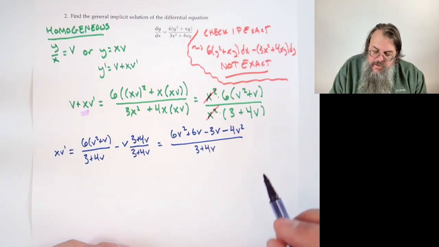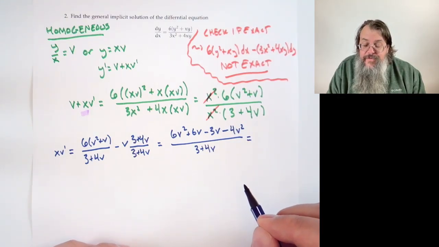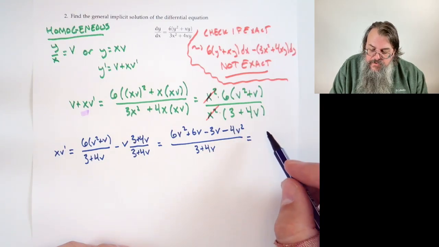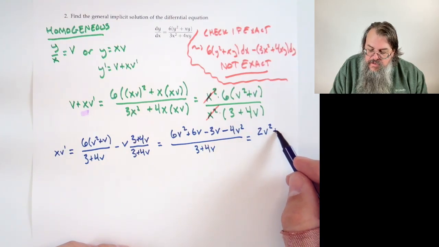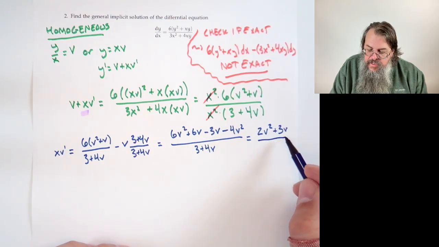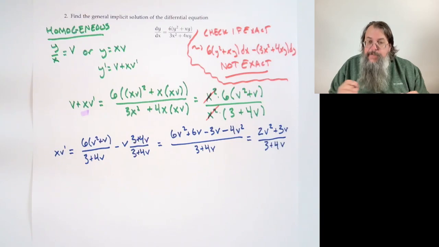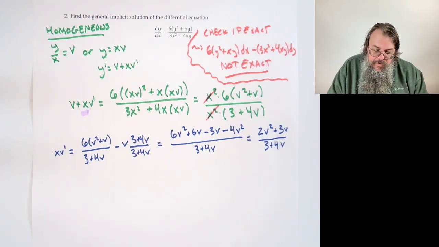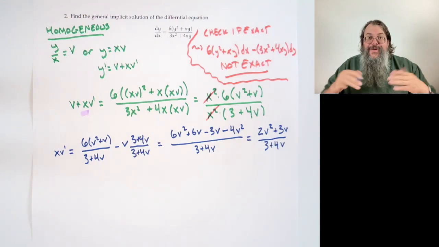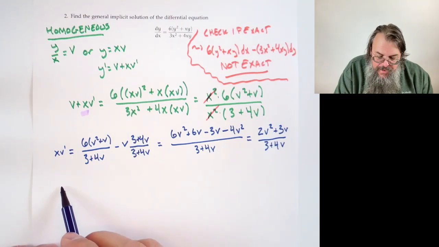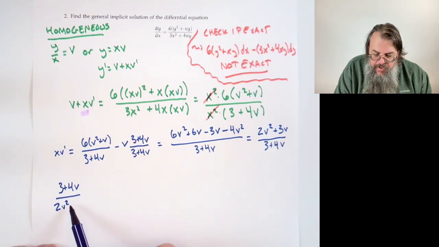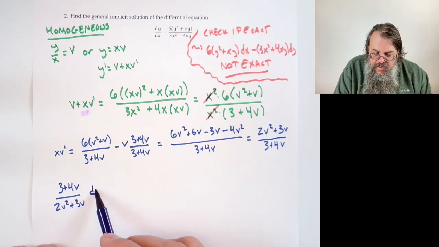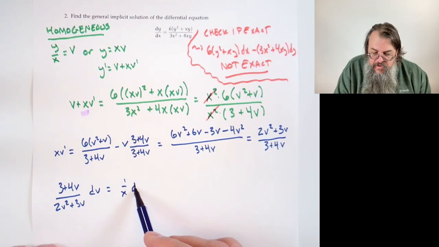Now, if we are lucky, things will simplify. 6v squared subtract 4v squared is 2v squared. 6v subtract 3v is plus 3v, and then we get 3 plus 4v. All right, and now that is equal to x v prime. So we rearrange and we get (3 plus 4v) divided by (2v squared plus 3v) dv is equal to 1 over x dx.